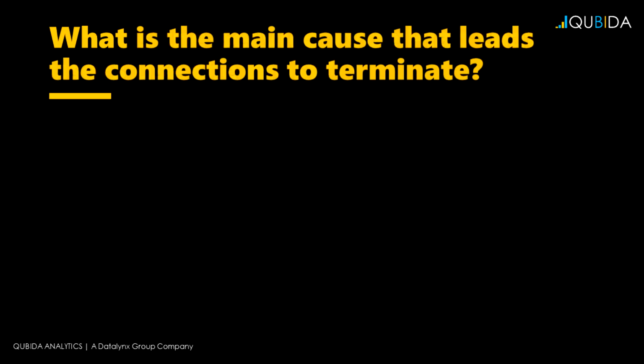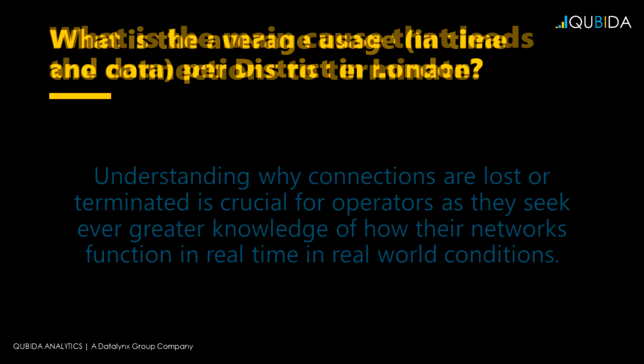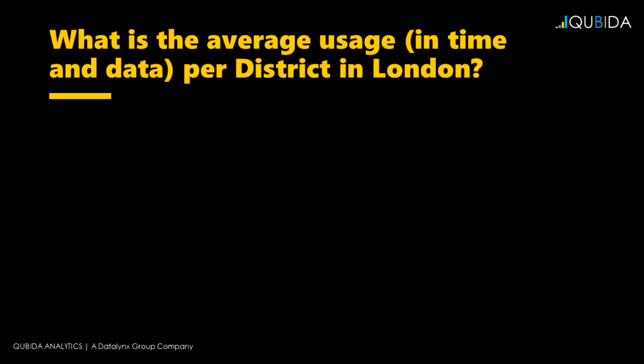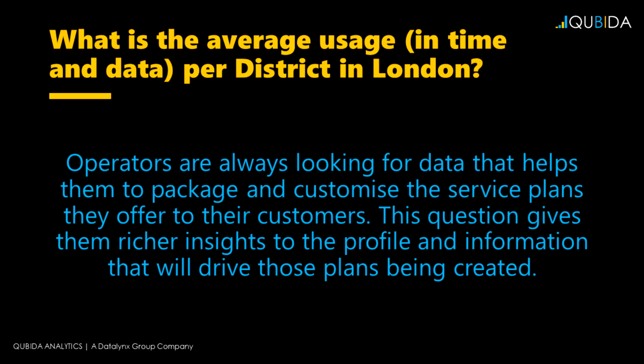What is the main cause that leads the connections to terminate? Well, understanding why connections are lost or terminated is crucial for operators as they seek ever greater knowledge of how their network functions in real time in real-world conditions. What is the average usage in time and data per district in London? Well, we've chosen London as an example for this. Remembering operators are always looking for data that helps them to package and customize the service plans they offer their customers. And this question gives them a richer insight into the profile and the information that will drive those plans being created.